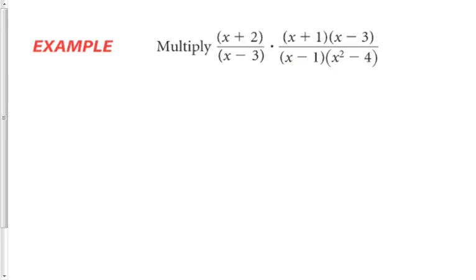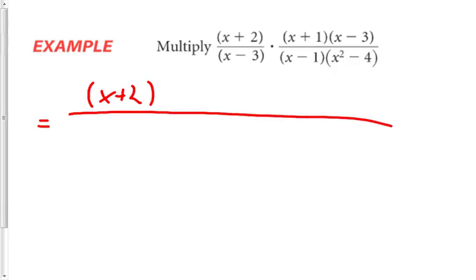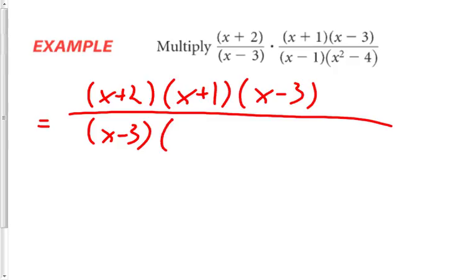Now we've added these fractions together, let's begin to multiply them. We can think of this as x plus 2 over x minus 3 multiplied by x plus 1 multiplied by x minus 3 over x minus 1. And now I'm going to take over x squared minus 4. But that's not factored all the way, so I'll factor that into its parts of x plus 2 times x minus 2.